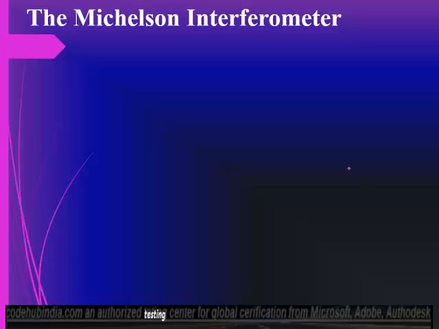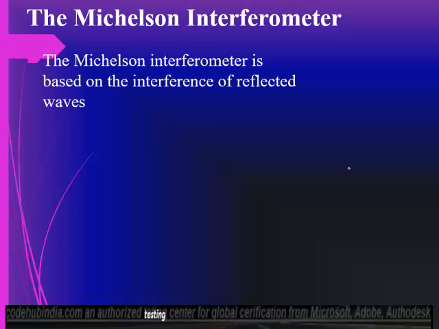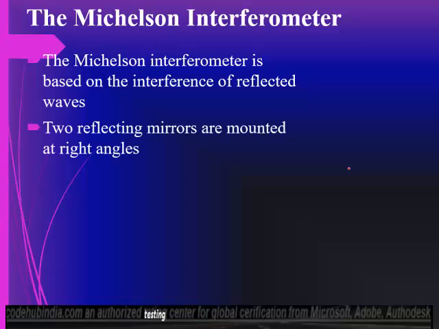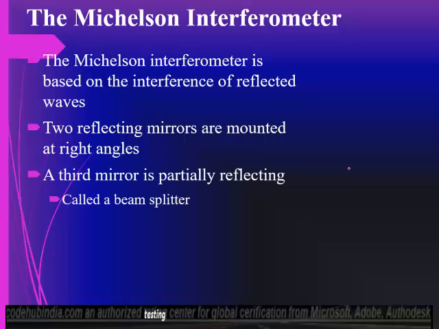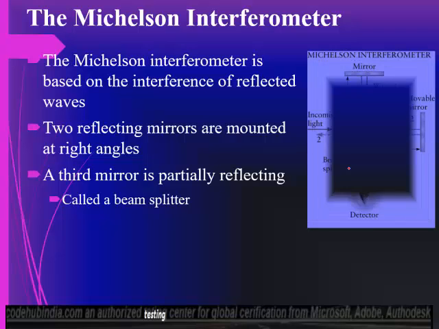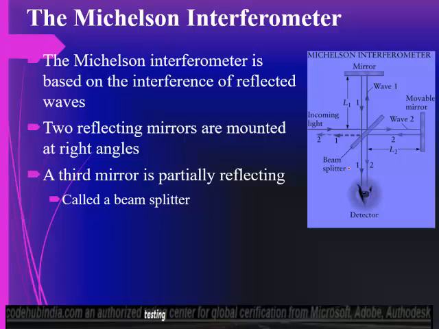How to measure it? Interferometer. The interferometer is based upon the interference of the reflected waves. Two reflecting mirrors are mounted at a right angle. The third mirror, partially reflecting, is called the beam splitter. So this mirror and this mirror, wave 1, wave 2, and this is the beam splitter.